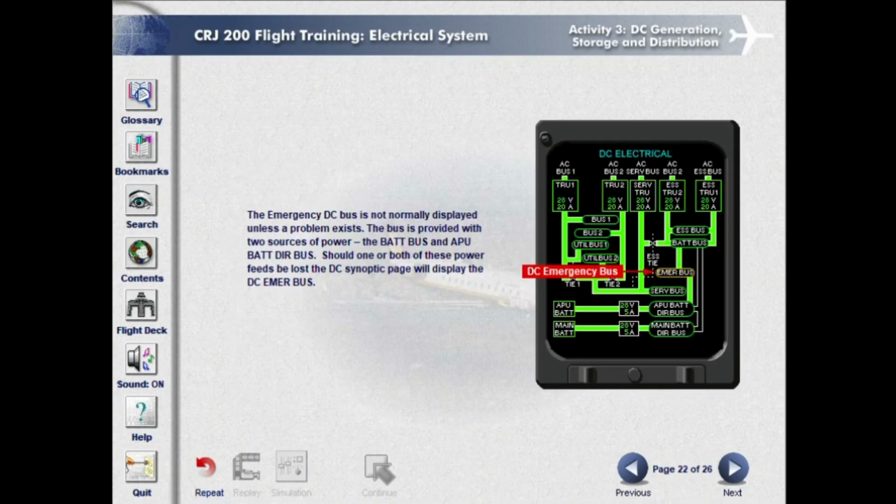The emergency DC bus is not normally displayed unless a problem exists. The bus is provided with two sources of power, the battery bus and APU battery direct bus. Should one or both of these power feeds be lost, the DC synoptic page will display the DC emergency bus.